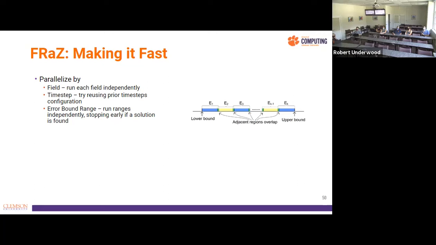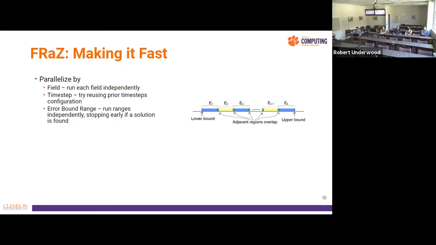Over a set of 48 time steps for a climate application that we considered, we only had to retune between 6 and 8 times for a particular field, meaning that we're not having to tune this operation very often.